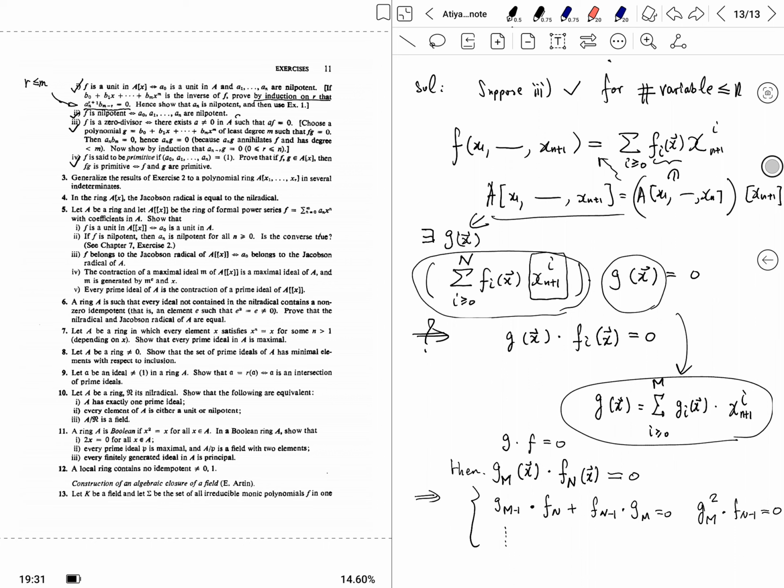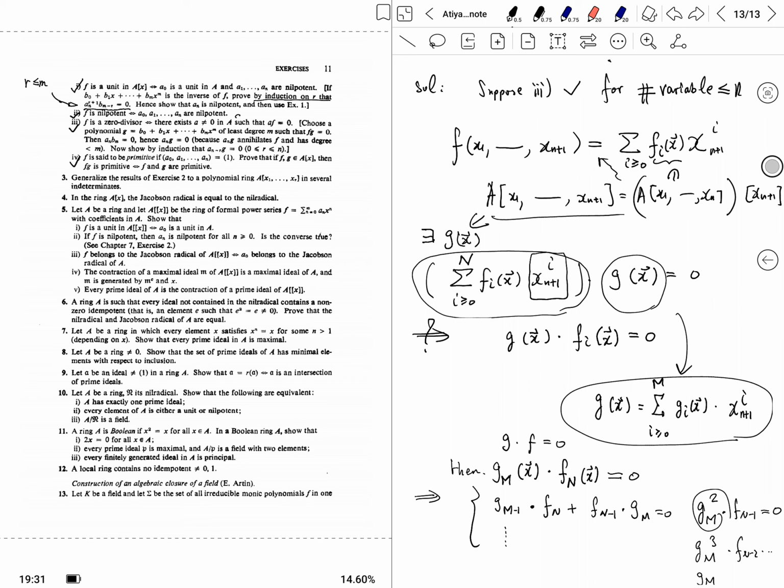compare the coefficient of x_{n+1} power, very similar as before, you got all those. And then again, very similar as exercise 2, you see that g_m squared kills f_{n-1}, g_m cubed will kill f_{n-2}, etc.